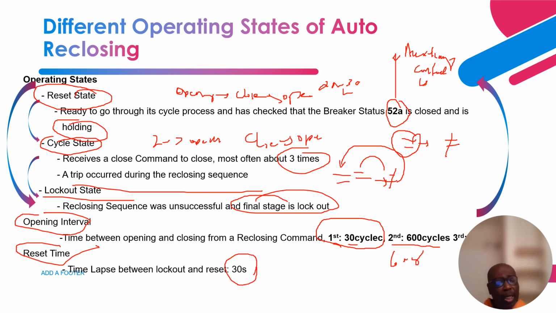Okay, so now a lot of these states you can toggle between, right? From reset you can toggle to lockout. From reset you can also toggle to cycle state, and from cycle state you can toggle to lockout state. And from lockout state you can toggle to reset state. But you cannot toggle from lockout state to cycle state. You have to go back to reset state.